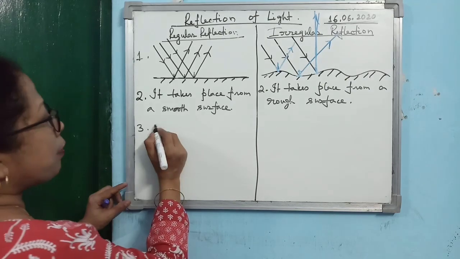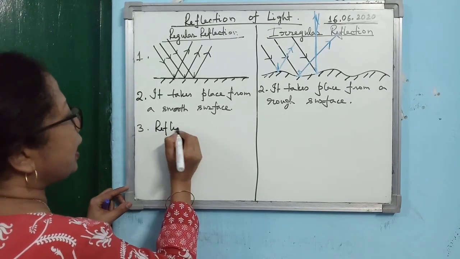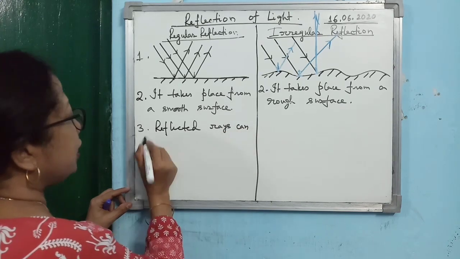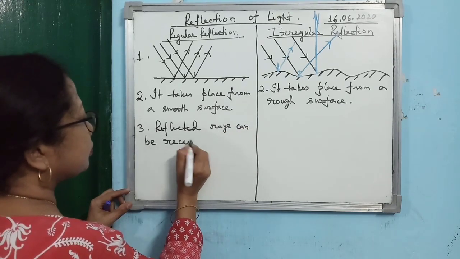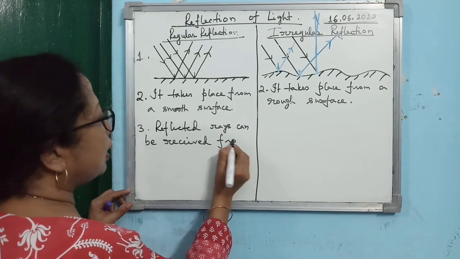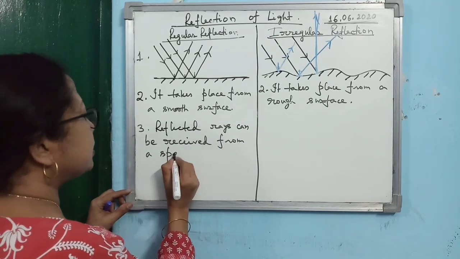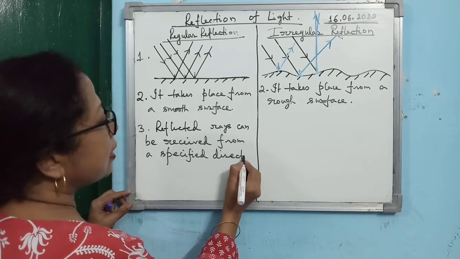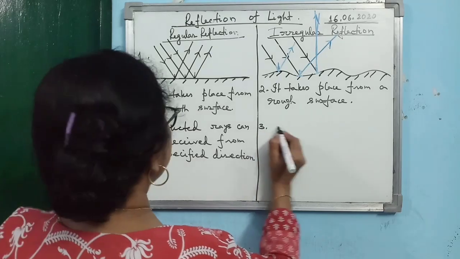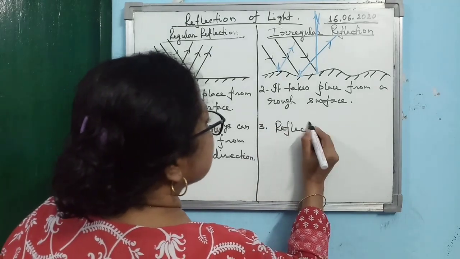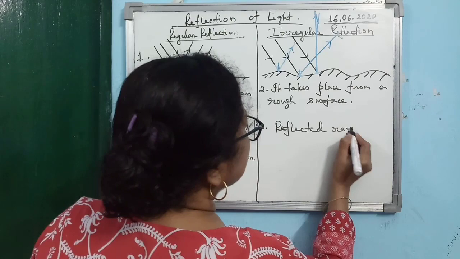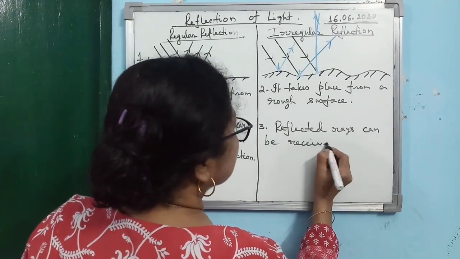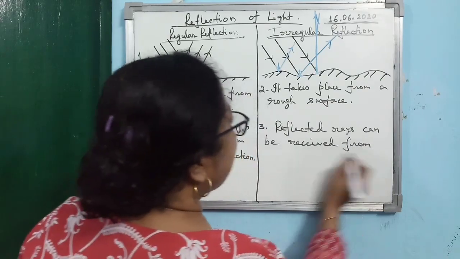So what is the third point of difference? In regular reflection, reflected rays can be received from a specified direction. But in irregular reflection, reflected rays can be received from all directions.